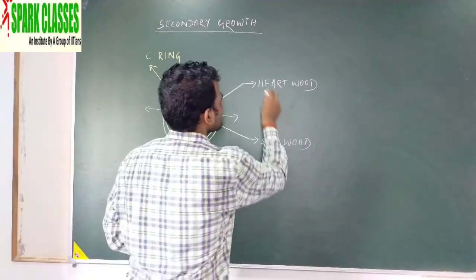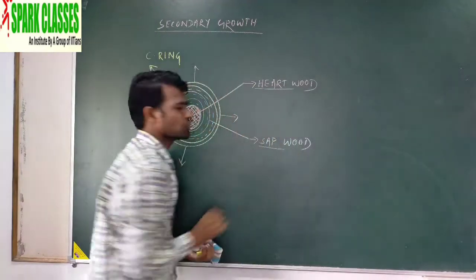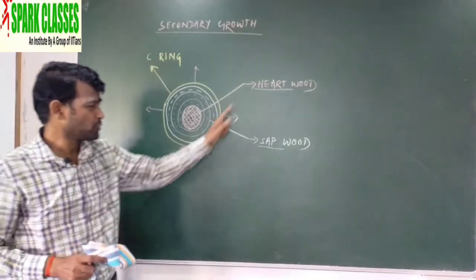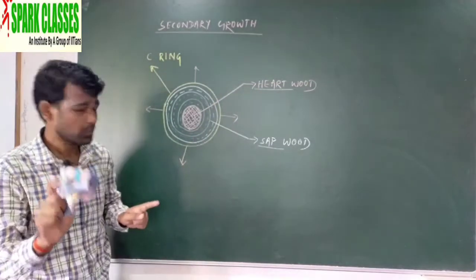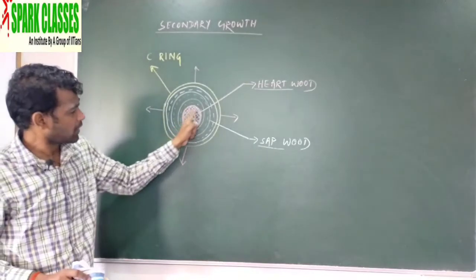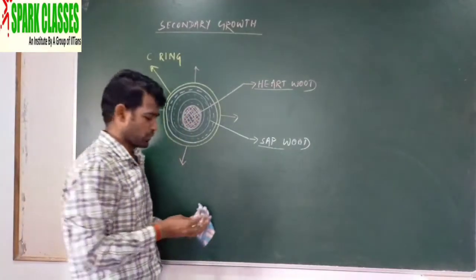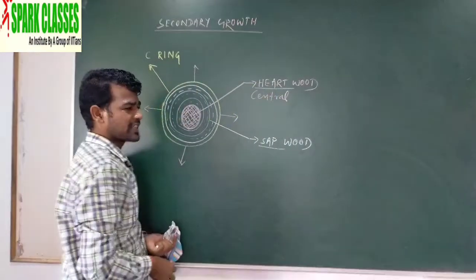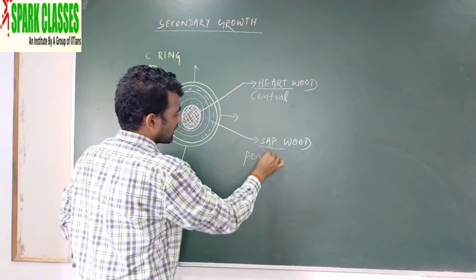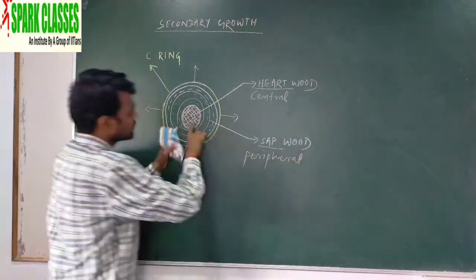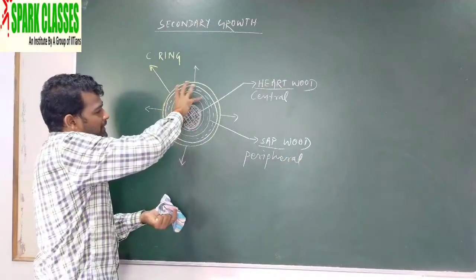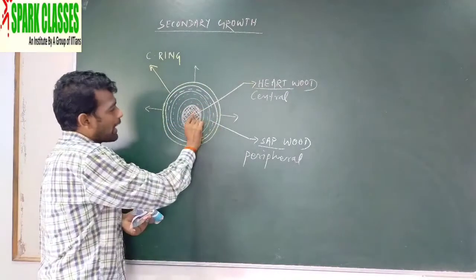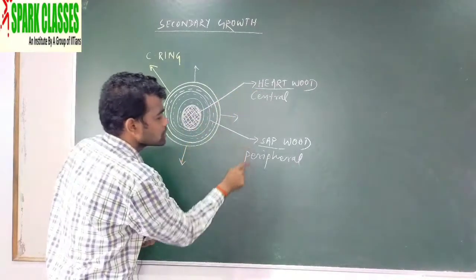The difference comes every year in NEET. The question is, what is the main difference between heartwood and sapwood? The first difference: heartwood is central, sapwood is peripheral. It is present towards the periphery. Everything is present inside the ring, but inside the ring, this is the center and this is the periphery. So heartwood is central and sapwood is peripheral.